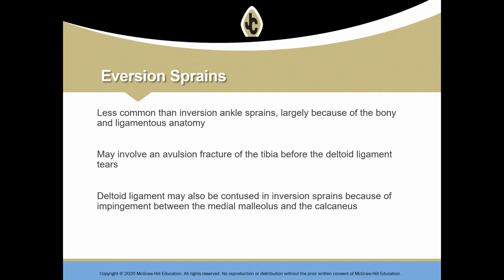A lot of times with eversion ankle sprains, you may have a little bit of an avulsion fracture off the tibia, because the deltoid will pull off of the tibia. And you also may have a contusion that occurs on the deltoid ligament with an inversion ankle sprain as the joint swings in towards the medial malleolus on the inside of the ankle.